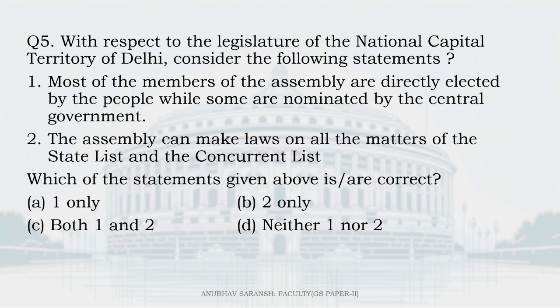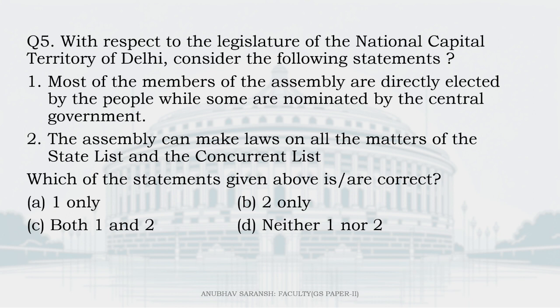With respect to the legislature of the National Capital Territory of Delhi, consider the following statements. Number 1, most of the members of the assembly are directly elected by the people, while some are nominated by the central government. And number 2, the assembly can make laws on all the matters of the state list and the concurrent list.